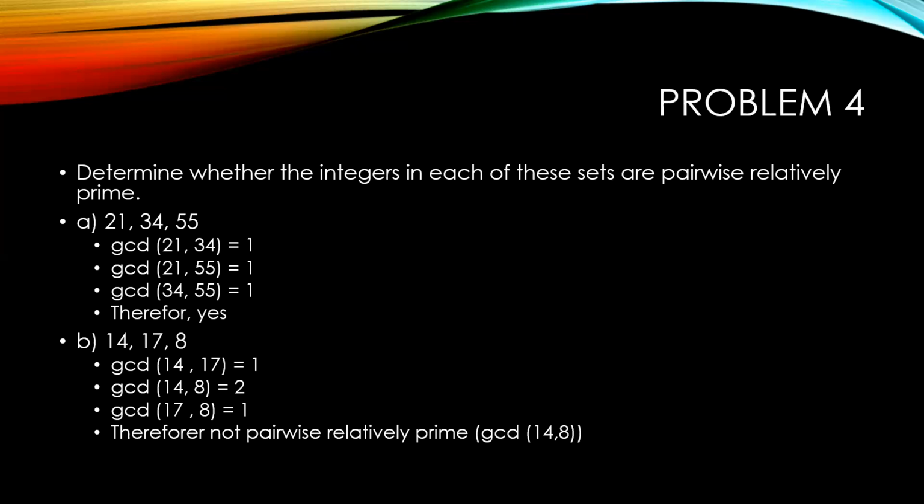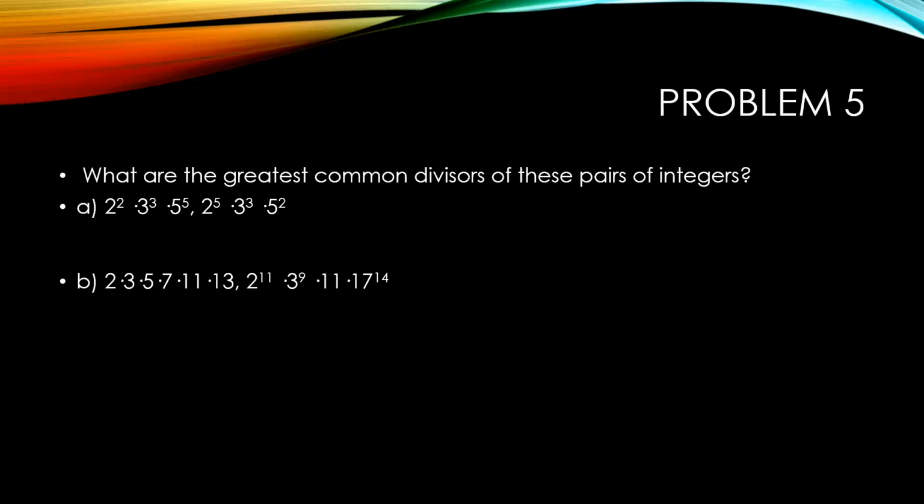Okay, problem number 5. What is the greatest common divisor of this pair of integers? Instead of giving us the exact numerical value, this problem gives us the prime factorization of a certain numerical value. For letter A, we have 2 squared times 3 cubed times 5 raised to the 5th for the first number. For the second number, 2 raised to the 5th times 3 cubed times 5 squared.